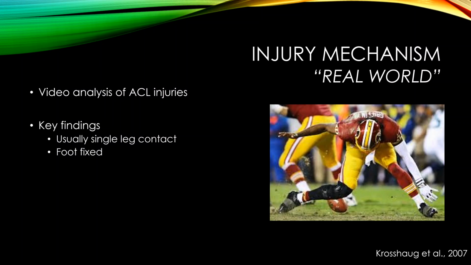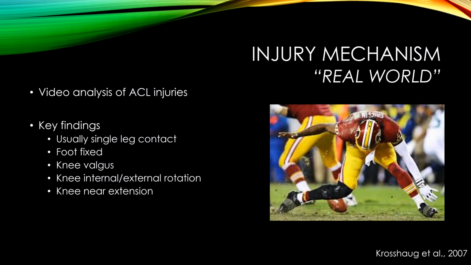And when the foot's in contact with the ground, obviously the foot is generally fixed, so it's generally a closed chain mechanism of injury. We tend to observe knee valgus, which I've alluded to in the previous video. In the picture on the right-hand side, we can see a pretty extreme example of knee valgus occurring. We also tend to observe knee rotation, but it's actually a little bit inconsistent. Sometimes we see knee internal rotation, sometimes we see knee external rotation. The knee is usually near full extension. So in simple terms, that means the knee is straight, or at least close to being straight, for the majority of ACL injuries that we tend to observe.